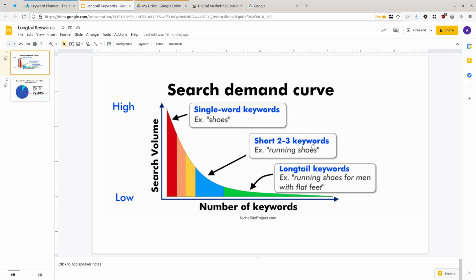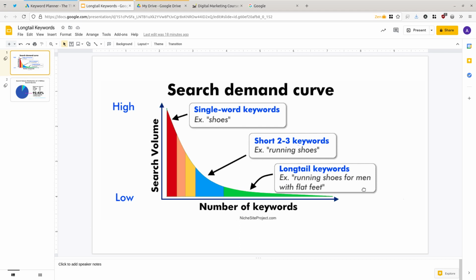If you continue down the graph you have running shoes, which is a bit more specific than shoes, because now you know that they are looking specifically for running shoes. This user query is a bit more specific, and that neglects certain types of audiences. If you continue down the graph again, here you've got running shoes for men with flat feet, which excludes everyone that doesn't have flat feet, because people without flat feet are not going to look for this specific term.